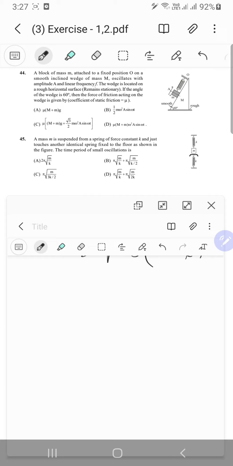So now the wedge is located on a. Oh, so this wedge is smooth, but it's located on a rough surface. If the angle of wedge is 60 degrees, then the force of friction acting on the wedge is given by. Okay, so we are given the coefficient of static friction. Yeah, angle of wedge is 60 degrees.